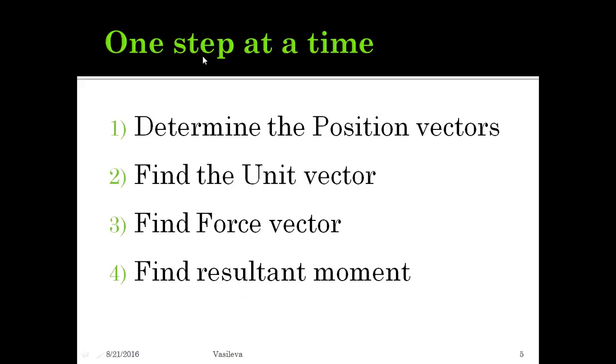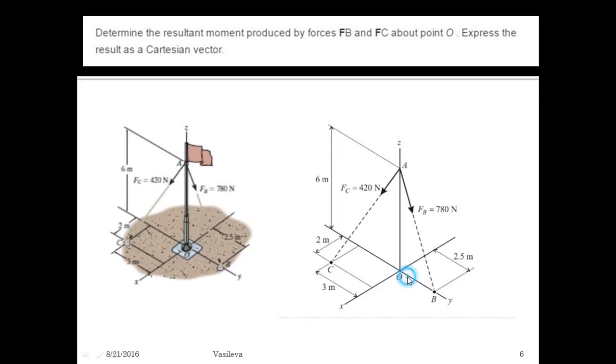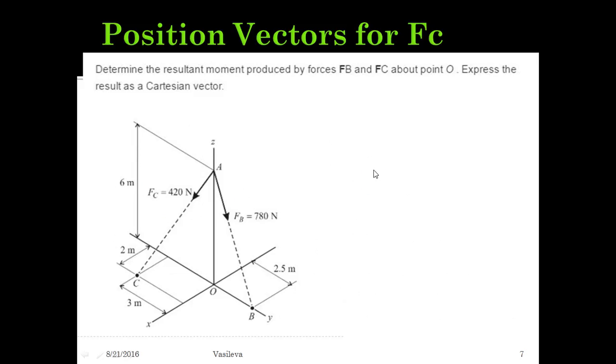So here I like to think of a process where we take everything one step at a time. The first thing, we need to determine position vectors. From the position vectors, we need to determine the unit vector. And from that unit vector, we can use the scalar force to find a force vector. And we use the force vectors and the position vectors to determine a resultant moment. This will make more sense as we start doing the process. So here's another image. I'm going to use this one from now on just because it's more clear.